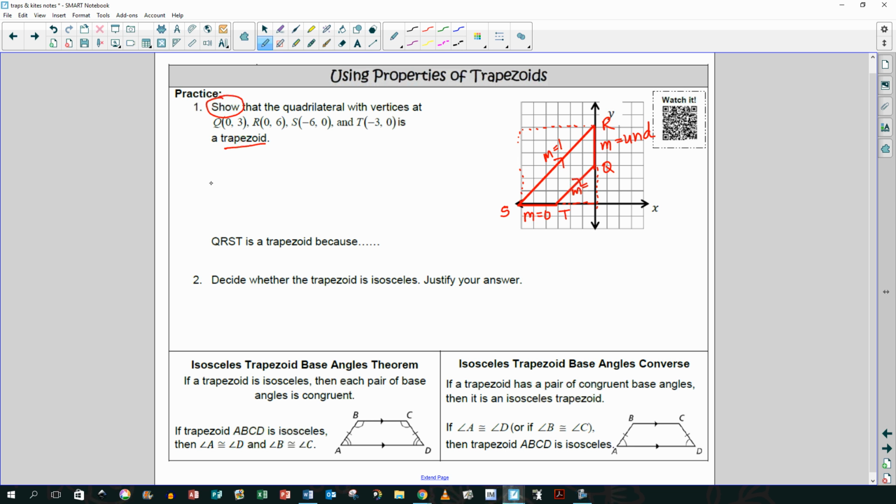So slope of RS is 6 over 6. Slope of QT is 3 over 3. So that equals 1. That equals 1. So it is a trapezoid because SR is parallel to QT.